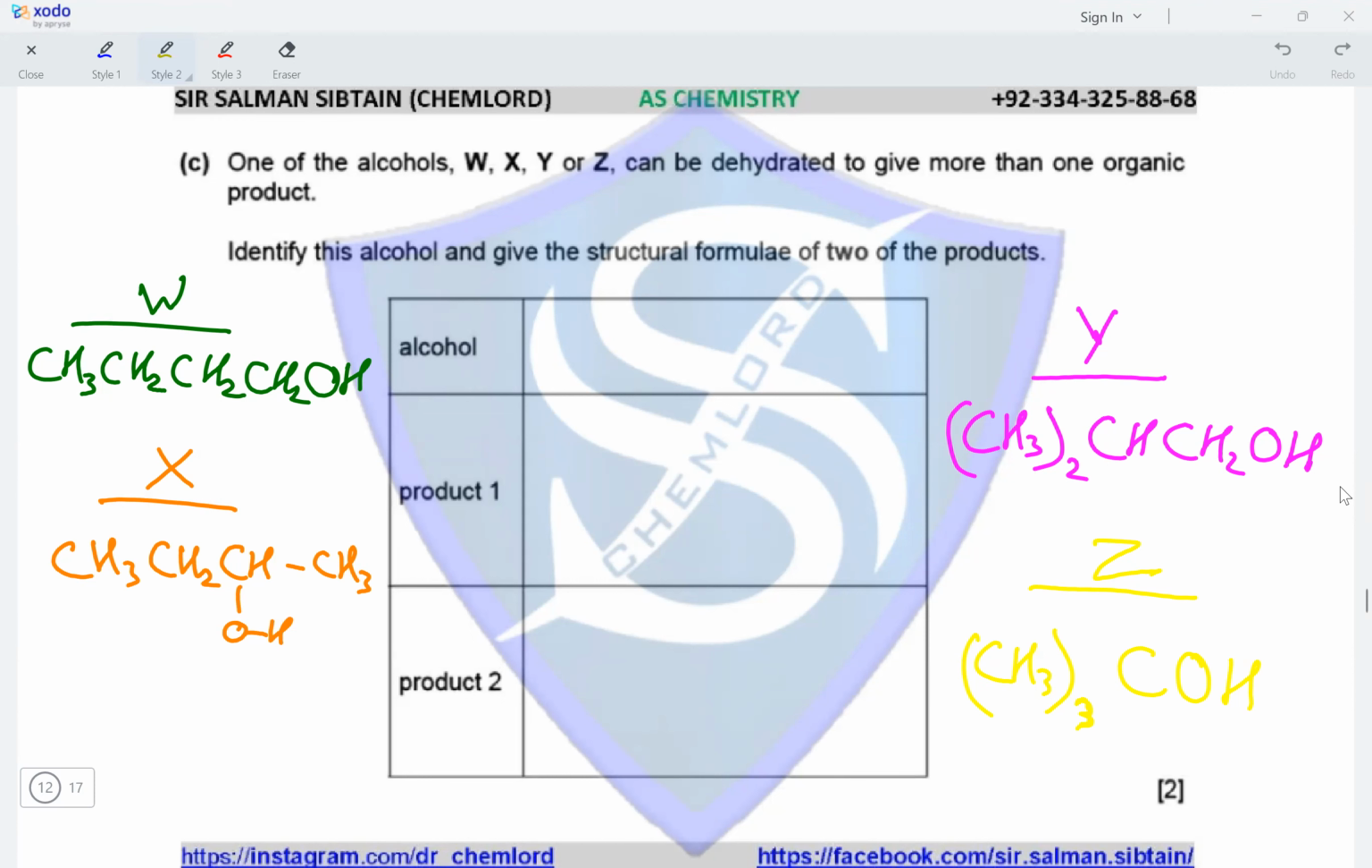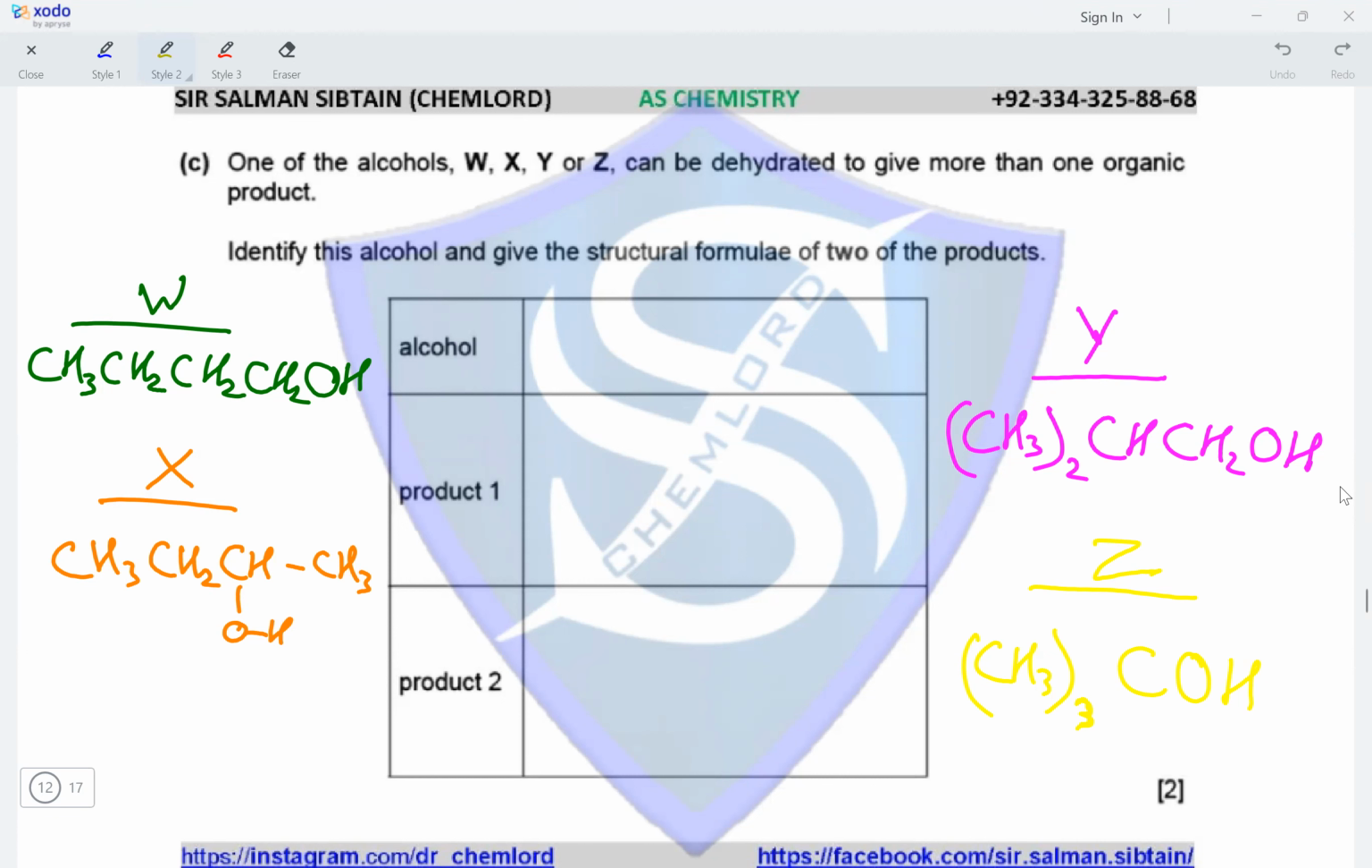Now we have X and Z. So if we look at Z, we've got a CH3 group attached to the COH group. So whether the hydrogen is removed from any one of these CH3 groups, we would end up with the same alkene as well. So what we are left with is X.